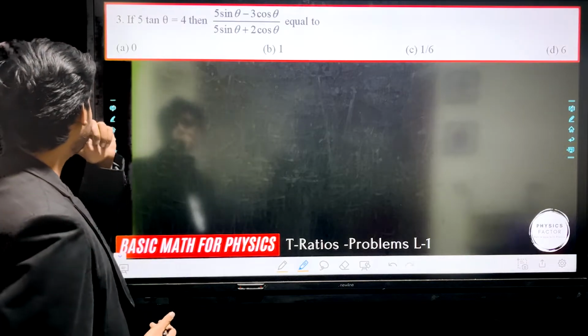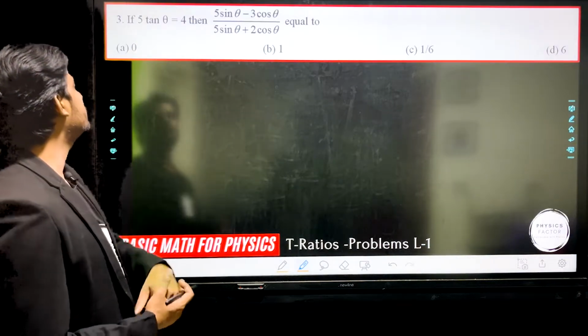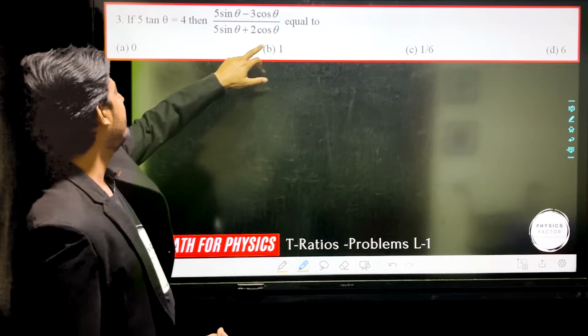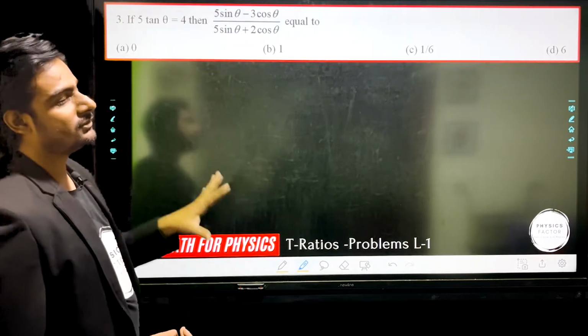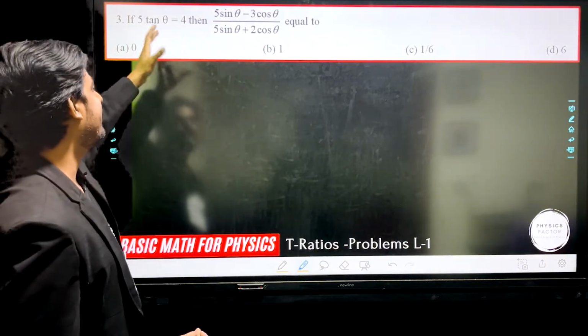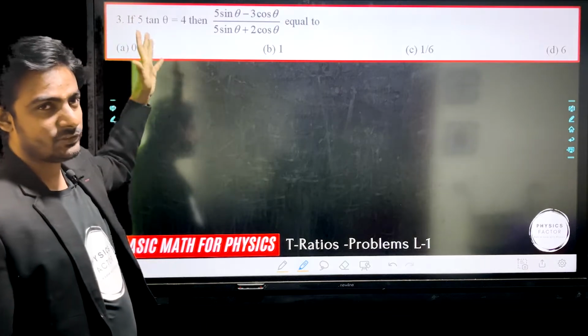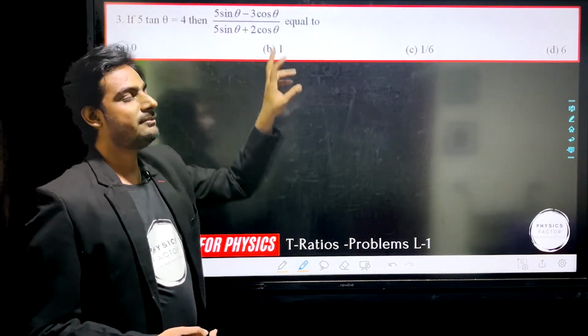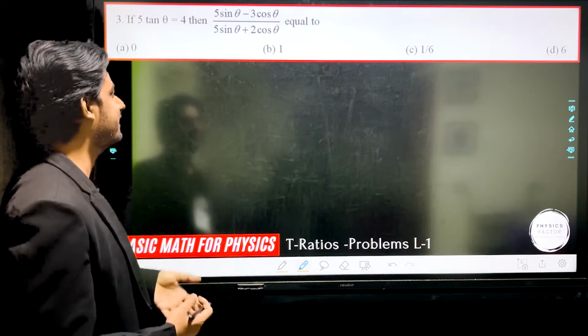So question number 3: 5 tan theta equals 4 is given, and you have to find the value of this expression. So yeah, this is also quite a common question. They will indirectly give you some trigonometric ratio value, and they will have some expression and you have to find the value of that expression.